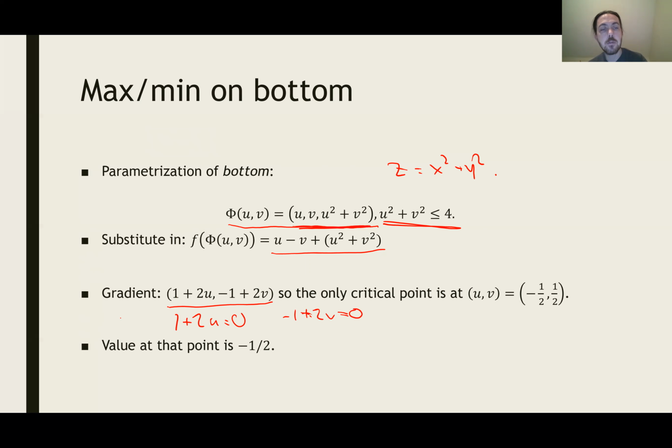The first one happens when u equals negative 1/2, and the second one happens when v is equal to 1/2. So there's only one critical point. It's at negative 1/2, 1/2. And we can plug that into our function. The value of this function when u is negative 1/2 and v is positive 1/2 is negative 1/2 minus 1/2 plus 1/4 plus 1/4. And so that's negative 1/2.